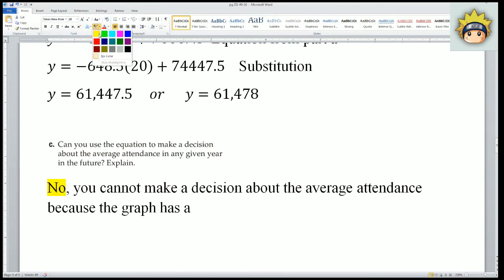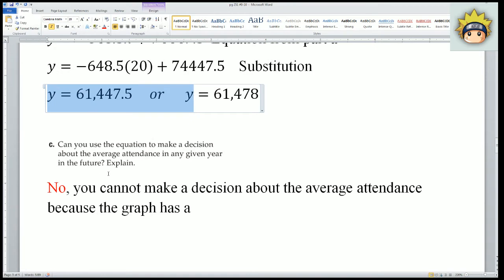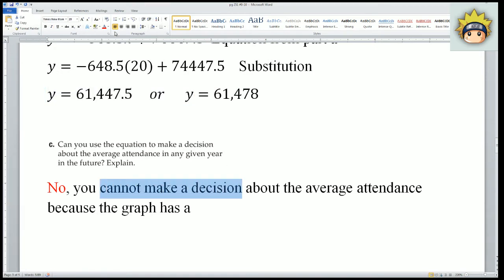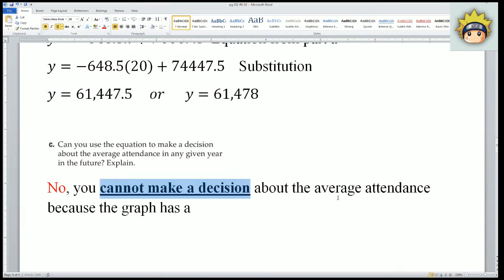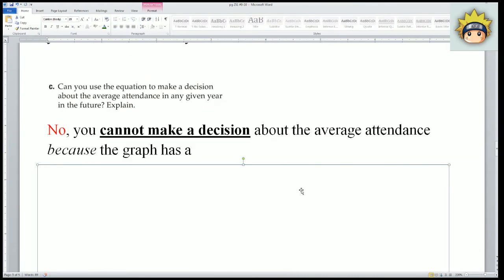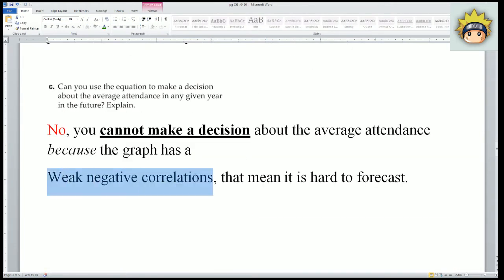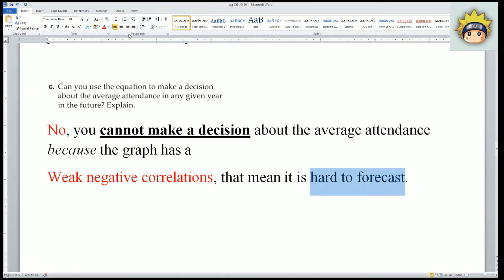This number is really bad. We can't really predict this because you cannot make a decision. Look at the because statement. Because the graph has a weak negative correlation. This is the problem. Because it has a weak negative correlation, it's hard to forecast.